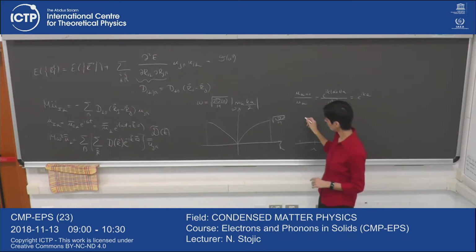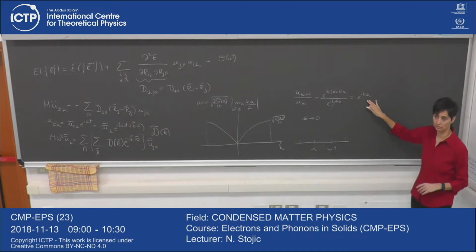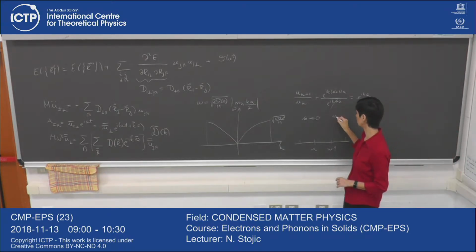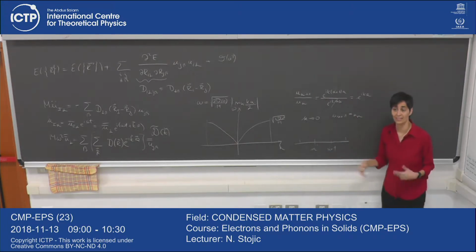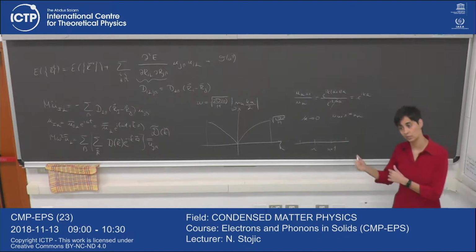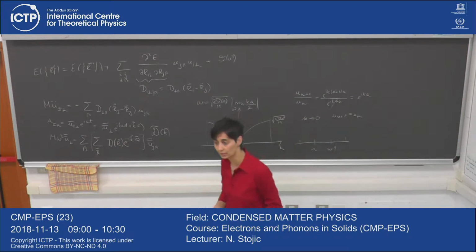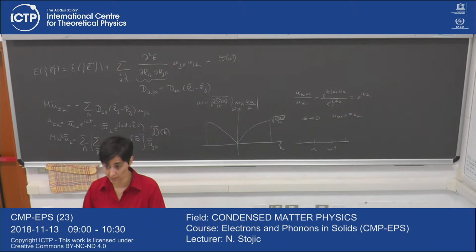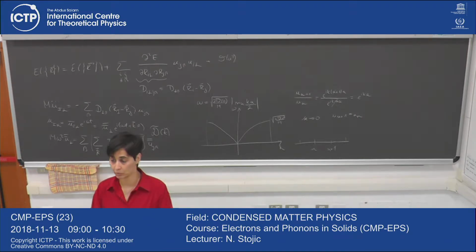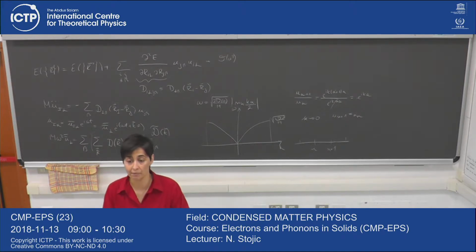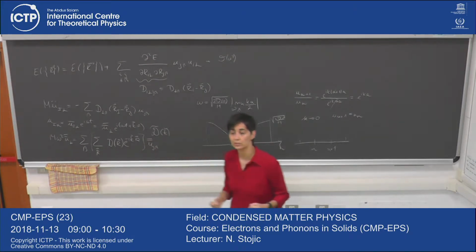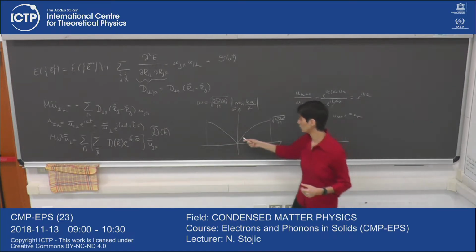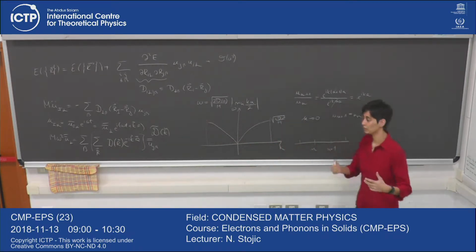Fine. If k is 0, this is 1, and we can tell that displacements between neighboring cells are the same. This is what we already said. We call it the center of mass motion, when all the atoms move together. We have only one mass, they move by the same amount in every cell. This is typical for the acoustic wave, for the small frequency, for the sound wave.